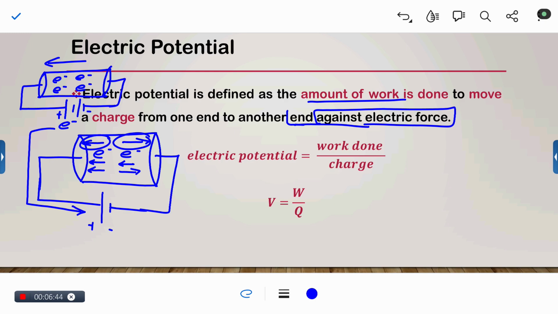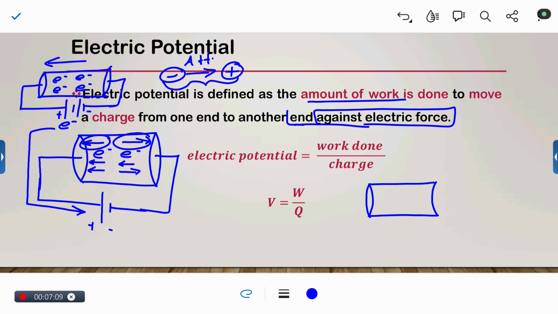Why? Because an electron is a negatively charged particle, and a negatively charged particle will move towards a positive terminal. Why? Because these are unlike charges, and unlike charges attract.